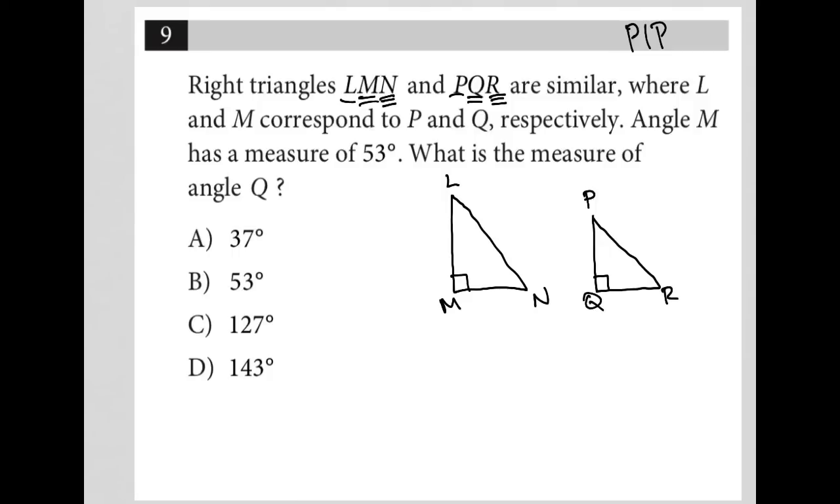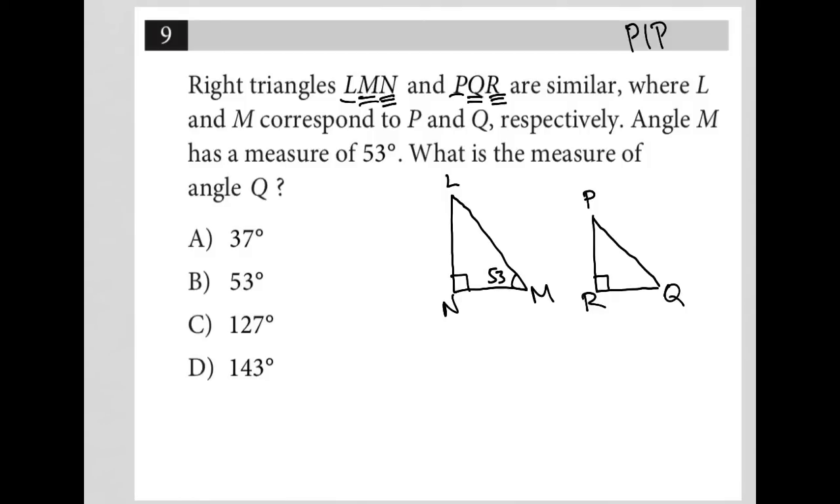Oh, so that means I labeled it wrong. Okay, so angle M has a measure of 53 degrees, which means I should have labeled this as LMN, which means this one over here should be PQR. Now, M, I'm told, is 53 degrees, so now I can label my drawing 53.